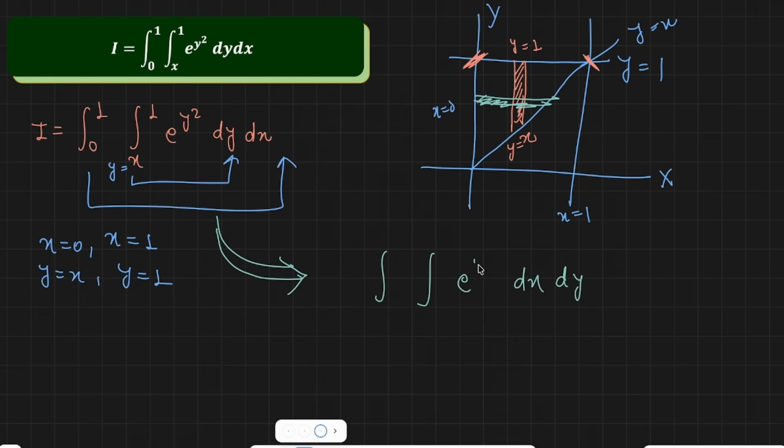Okay, this e to the power y square will be as it is. Now how to do this? dx dy, so dx dy will be a strip parallel to the x-axis. So with this strip parallel to the x-axis, there will be a limit of x and a limit of y. Now here x is changing from 0 to, find out the value of x here, that is y. So it is from 0 to y, and y is from here to here, that is 0 to 1. See, this is y from here to here. So now this is the integration.